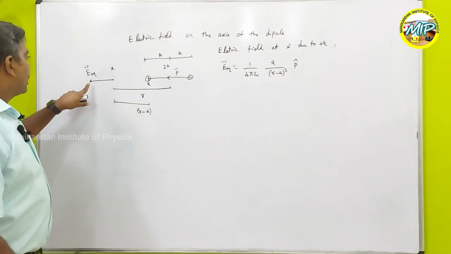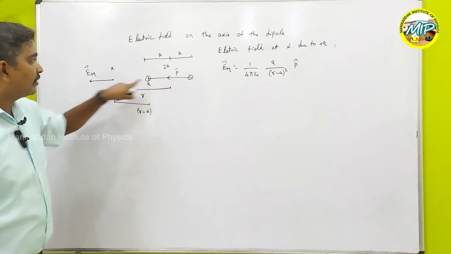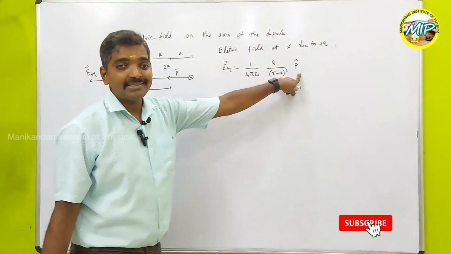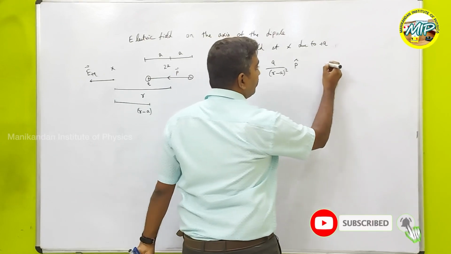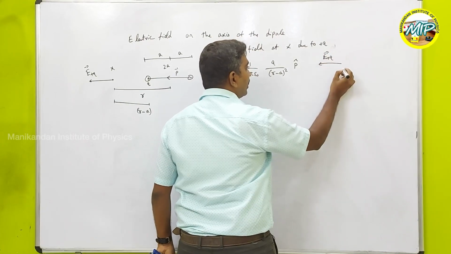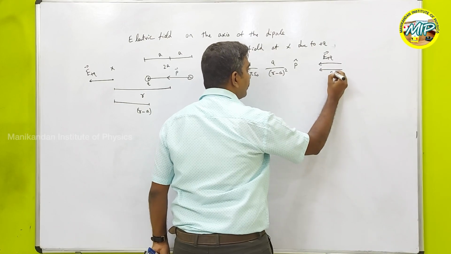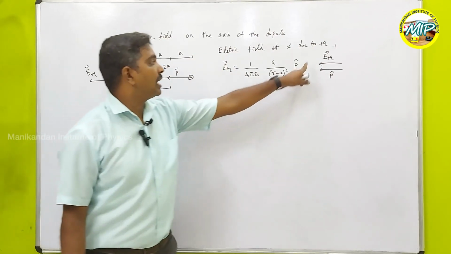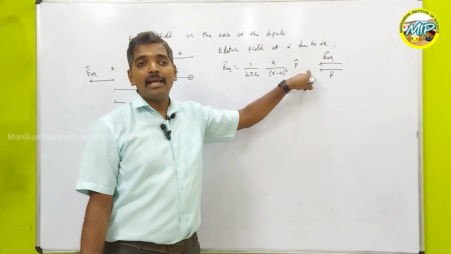See, listen, my electric field is going outwards, my dipole moment is in the same direction, that's why I put plus p cap. Listen carefully, my electric field due to plus charge, E plus q, is in this direction. My dipole moment is also in the same direction. That's why these were parallel vectors. That's why I put plus p cap here.